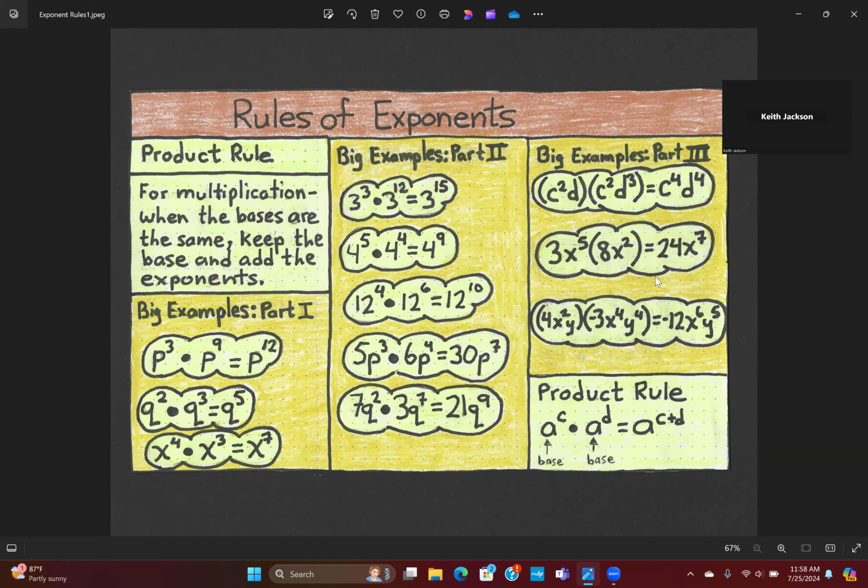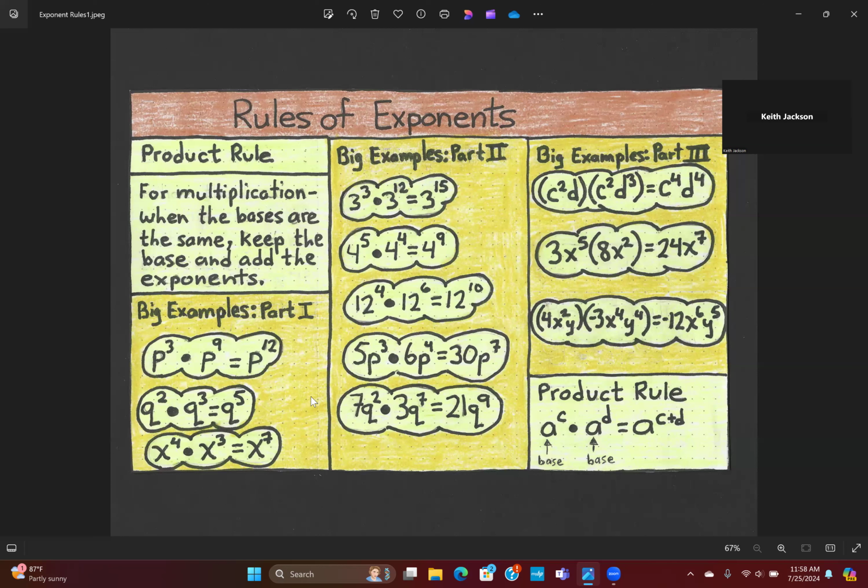The big examples may be self-explanatory to you, but I'm going to explain them anyway, just to gain our understanding of the product rule, because this is the foundational lesson as we continue to explore rules of exponents. Let's take a look at part one, where we have three big examples, in which we have p to the third power times p to the ninth power. We're just going to add those exponents, and it will simply be p to the 12th power.